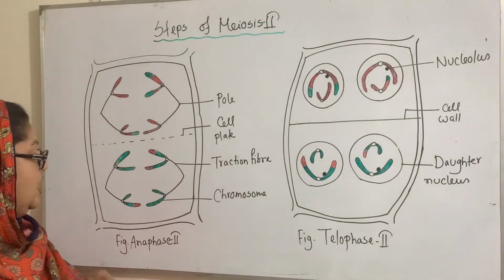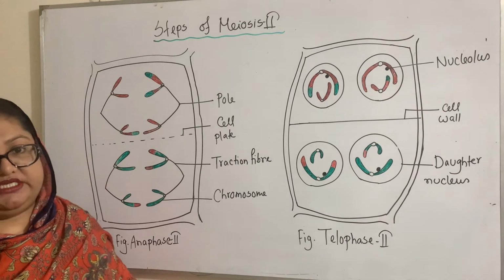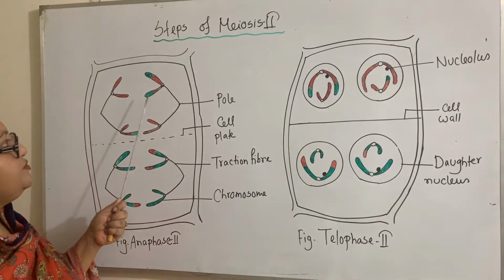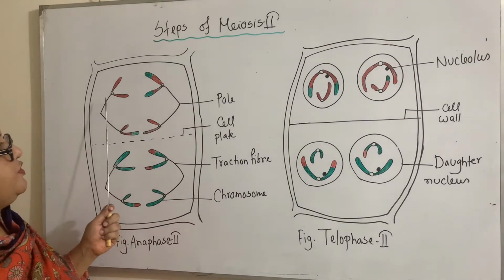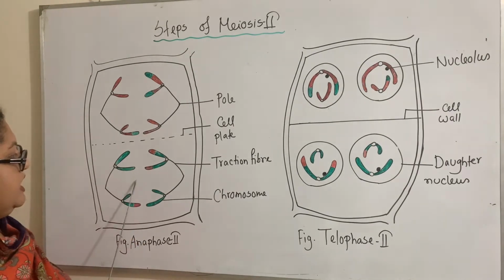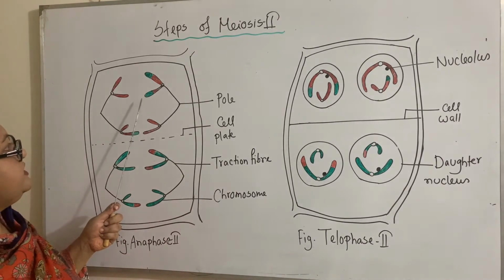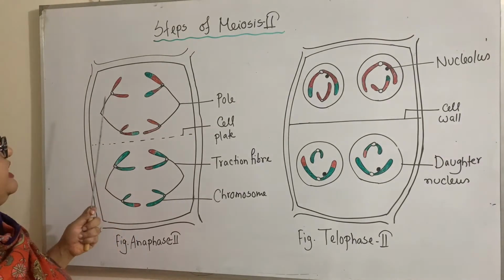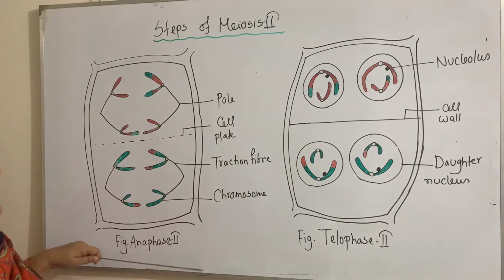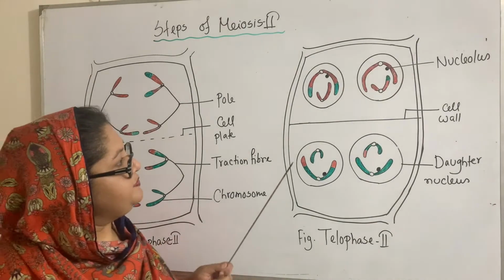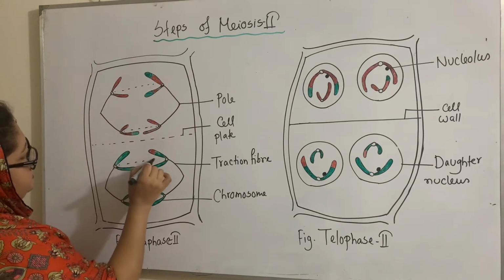Now, anaphase 2. During anaphase 2, the chromosomes divide into two daughter chromatids, and at first the centromere divides and pulls apart the two daughter chromatids from each other towards two opposite poles. It is happening in both cells, and during this time the daughter chromatids look like I, J, L or V-shaped. So this is all about the anaphase stage. Next, you can draw a spindle apparatus just in between these two daughter chromatids.